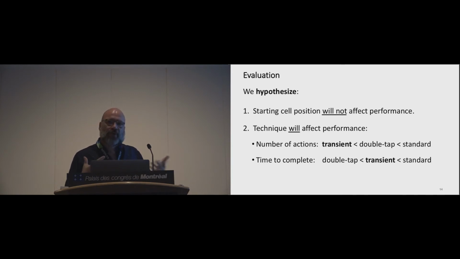And in terms of comparative performance between techniques, we expect, in terms of number of actions, which we see as the amount of work that you have to perform, transient to be the best, requiring the fewest number of actions, followed by double tap, and then standard as the largest consumer of actions. In terms of time to complete, we expect that double tap will probably be the fastest technique. And again, the way we implemented it was the perfect double tap to zoom, all right? We actually implemented the perfect zoom in this situation to compare ourselves against that.